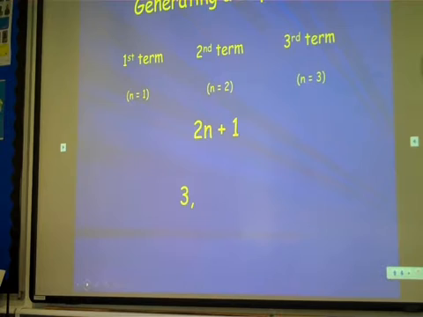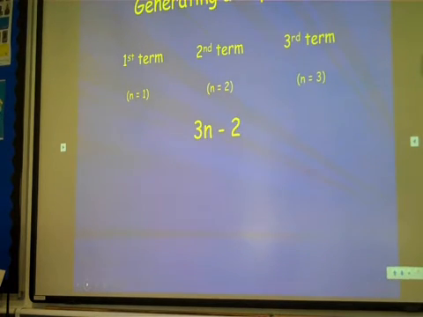So to work out the first term, if n is 1, 2 times 1 is 2, plus 1 is 3. For the second term, when n is 2, 2 times n is 4, plus 1 is 5. For the third one, 2 times n is 6, plus 1 is 7. Okay, so that's how you generate a sequence.